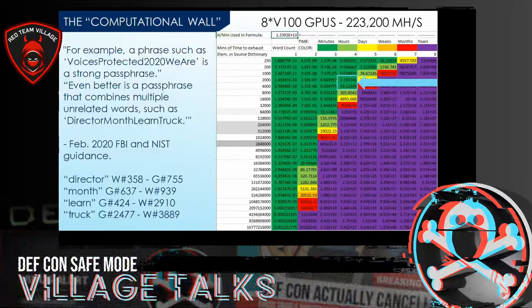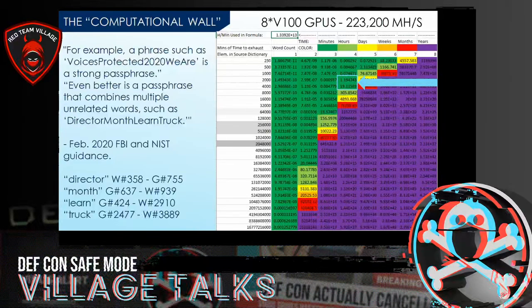I should probably also mention the recommendation put forth in the absolute latest NIST and FBI recommendation, because they suggested the passphrase "Voices protected 2020 we are," and then suggested the passphrase that is even better, at least according to them, which is "Director Month Learn Truck," because the words are unrelated. Well, those words might seem unrelated, but they all have one thing in common, and that's they're all eye-searingly common.